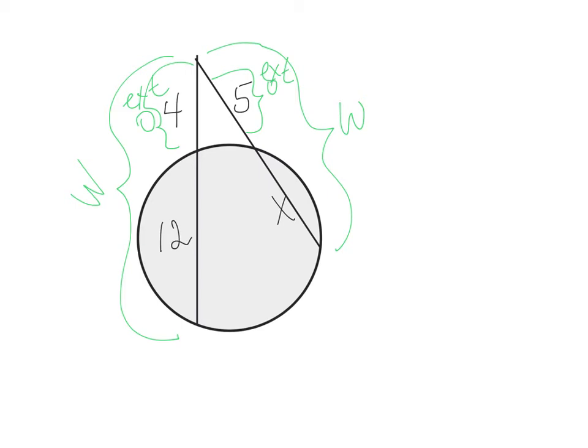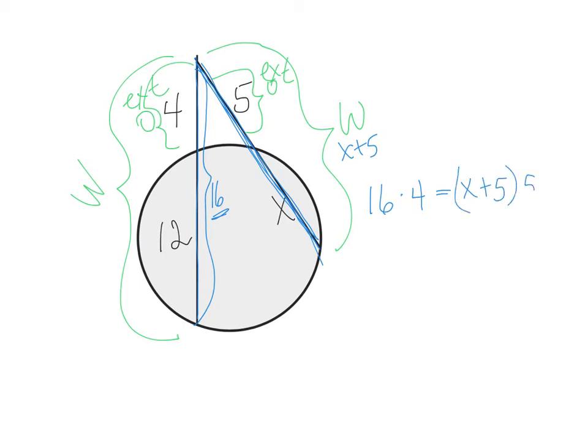Okay, so what is the whole length of the segment? Well, the whole thing here is 12 plus 4, which is 16. And this whole one is 5x plus 5, or 5 plus x, so x plus 5. Okay, so remember, we add them together when we're trying to get the whole thing. So we're going to do the whole side, 16, times just the outside, is equal to the whole side times just the outside.